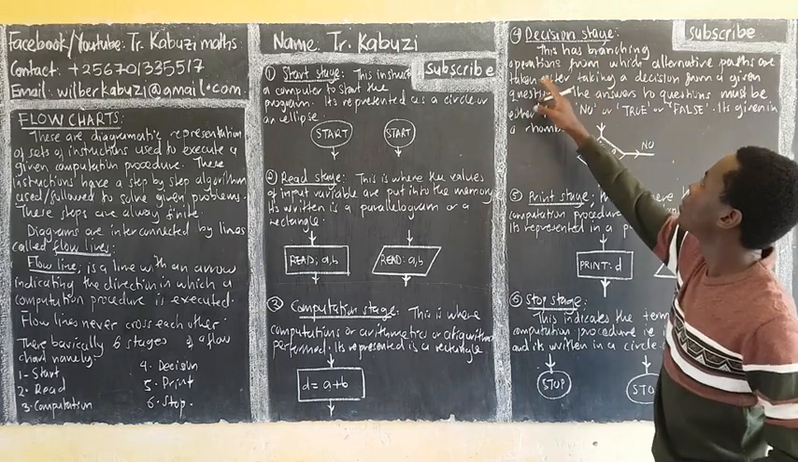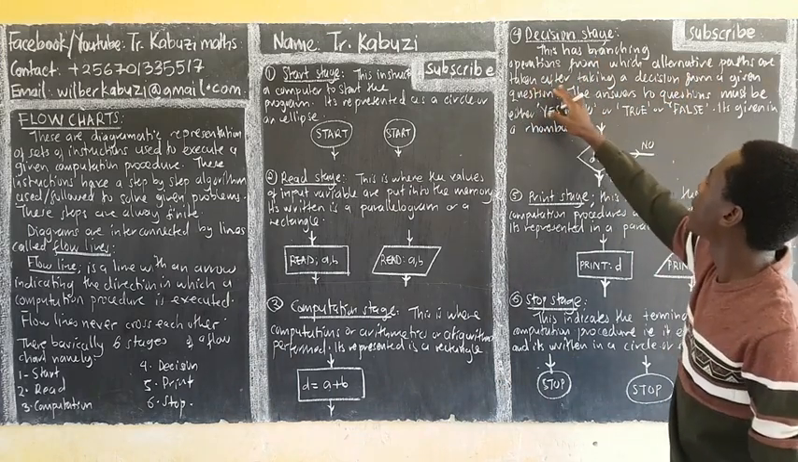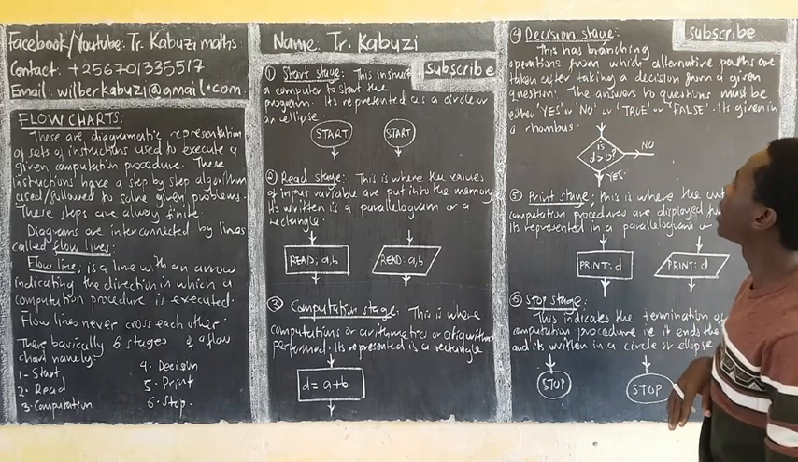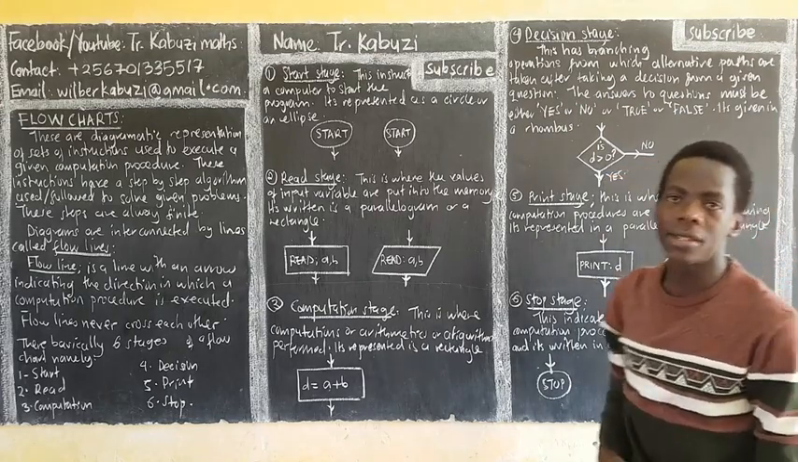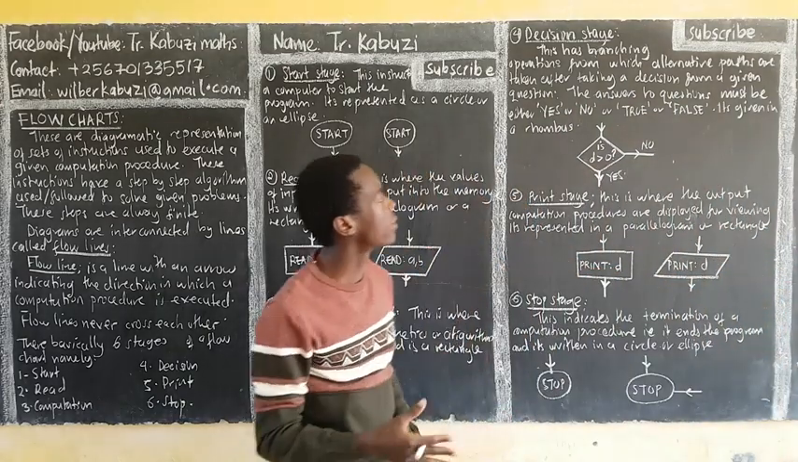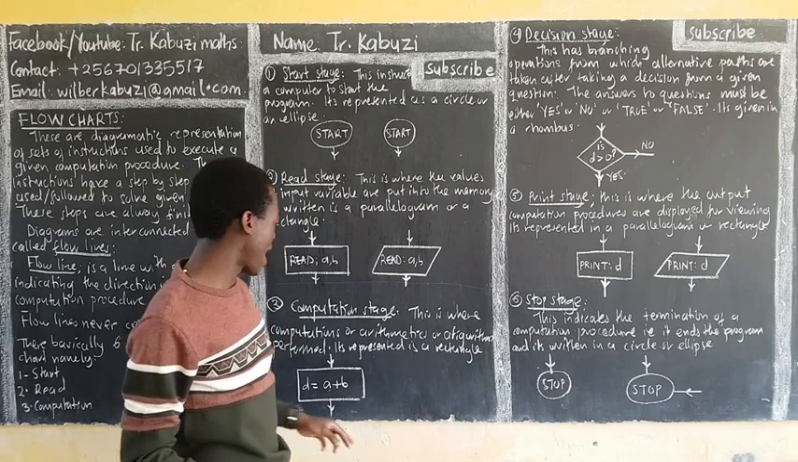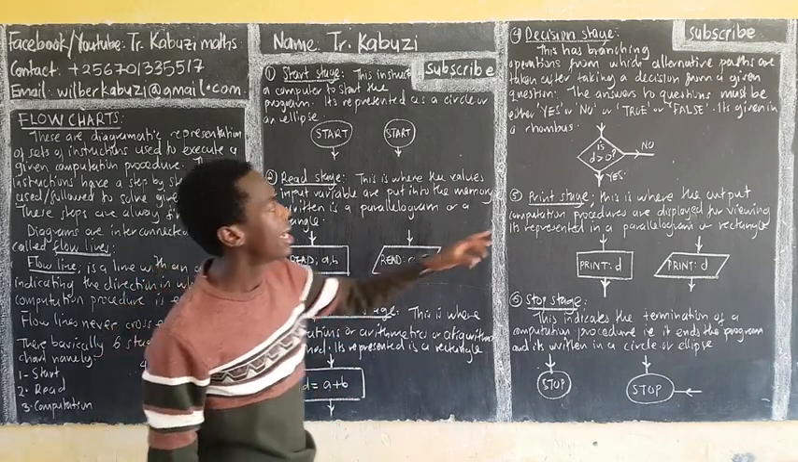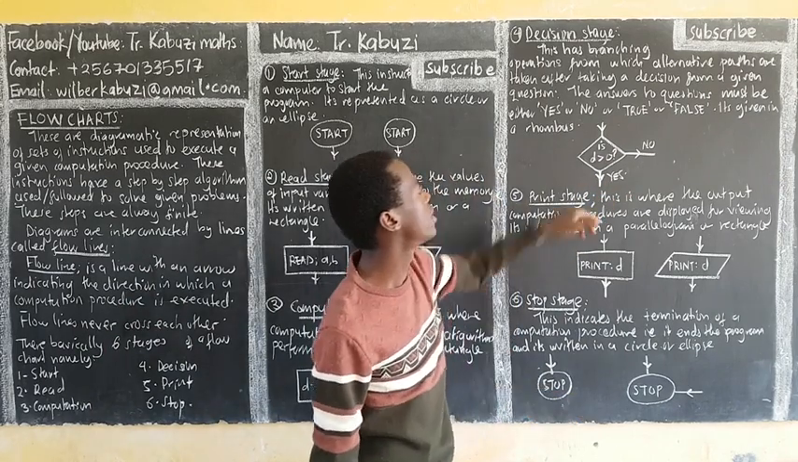This has branching operations from which alternative paths are taken after taking a decision from a given question. The answer to the question must be either yes or no, or true or false. So after making this computation, now they are asking, what is this D? Is D greater than 0? If yes, do something. If no, do something.